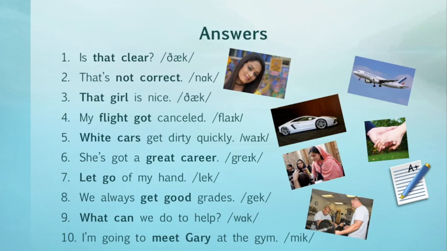Number one, that clear? Is that clear? Number two, not correct. That's not correct. Number three, that girl. That girl is nice. Number four, my flight got canceled.